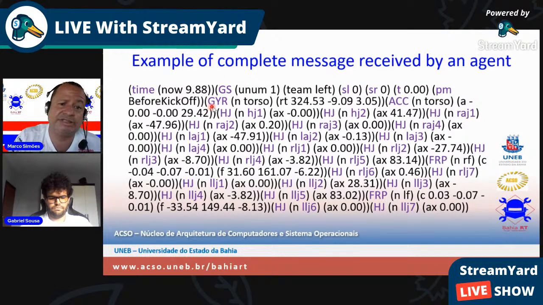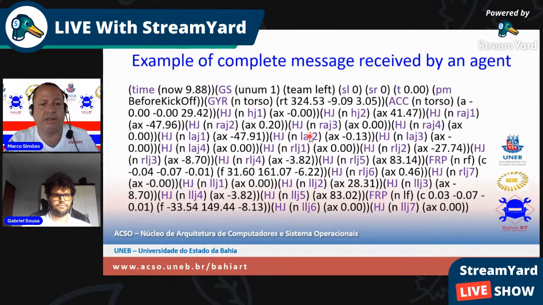We have the gyro rate, that is the perception I have explained here. Here is the accelerometer, and we have explained the hinge joint perceptors for the many joints here. Here we have a force resistance perceptor message. Look, this is the way you receive it from your TCP socket. So you need to have a parser to decode this message using everything that I have said before. Okay?